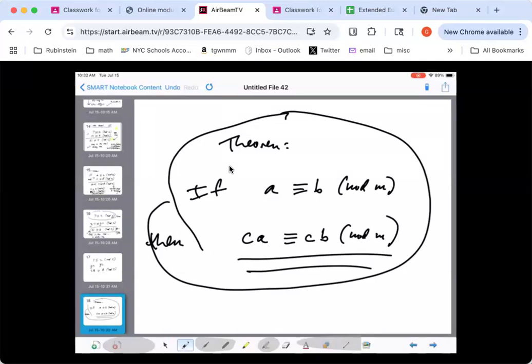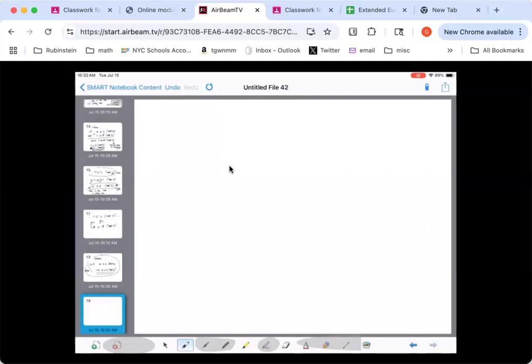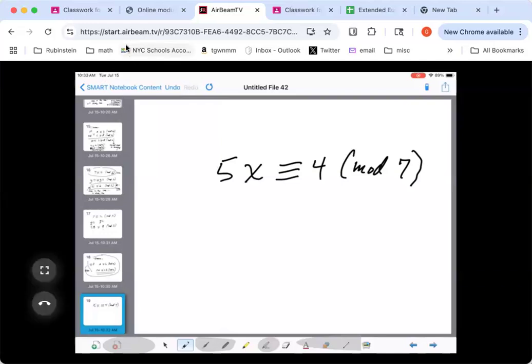Now, check this out. I want to show you something real sneaky now. Okay, so here's a question. And I want to show you how we now have the ability to do this. This is a new question. Not trial and error, not trial and error. But we are allowed to cheat a little bit.